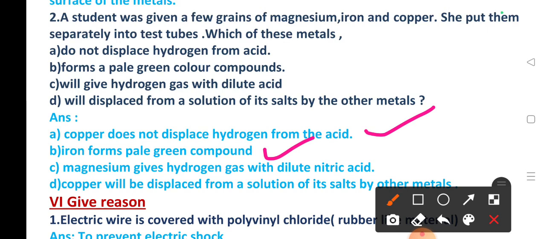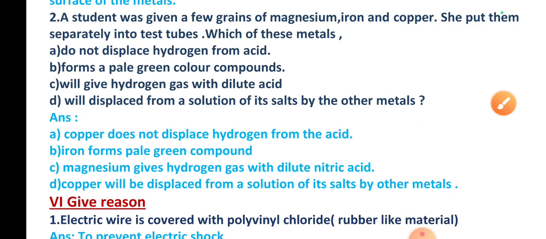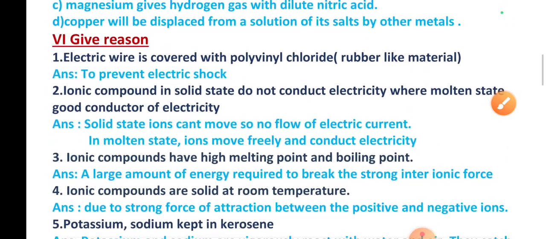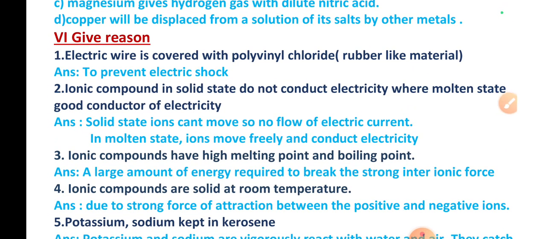Then, which will give hydrogen gas with dilute acid? Magnesium gives hydrogen gas with dilute acid. Copper will be displaced from a solution of its salts by other metals.